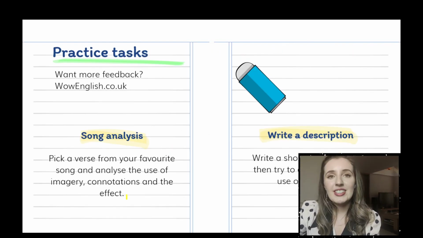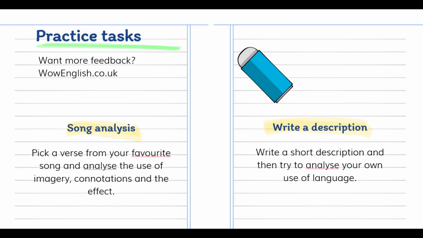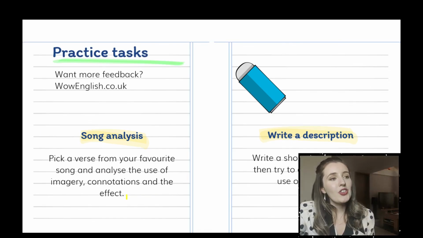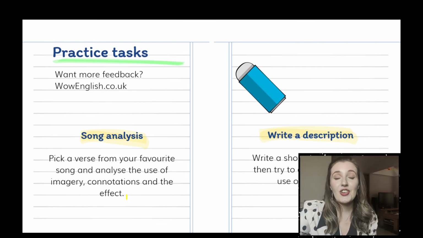Here are 2 extension activities, just in case you would like to challenge yourself some more. Can you pick out a verse from your favourite song and write an analysis of that verse? Or can you try to write your own description and then analyse your own choice of language? There are 2 more extension tasks if you want to do them, which I know of course you'll be buzzing to do after this lesson.